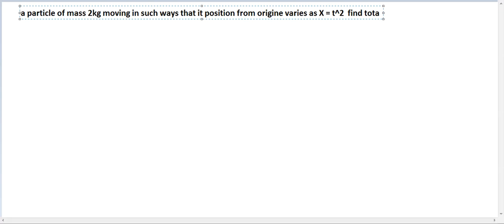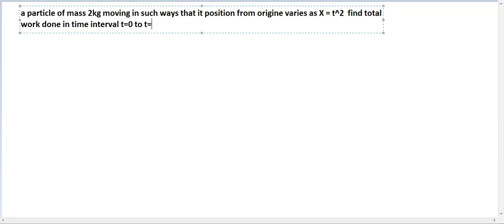total work done in time interval t is equal to 0 to t is equal to 1 second. Okay, we have to find the work done.